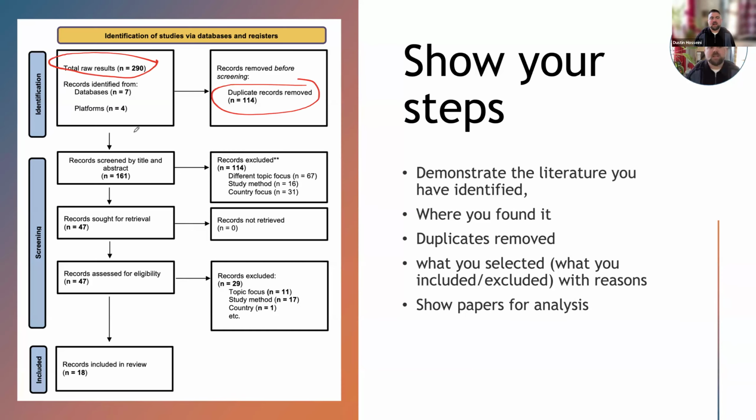I then screened them and I further removed a bit more. And ultimately, I looked for about 50 papers, of which 30 of those were excluded because either the topic was not the right focus, the study method was not what I was looking for, or the country was not the right one. And in the end, I had about 18 papers in total. This is something that you will put into your paper for your systematic narrative review if you're doing one.